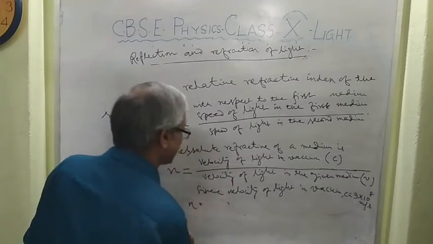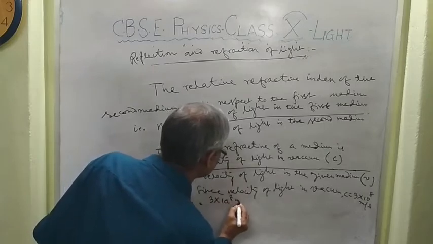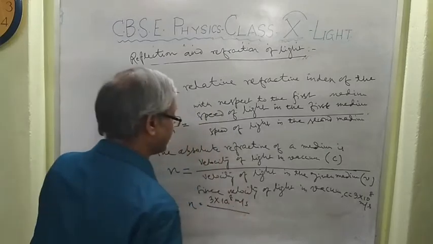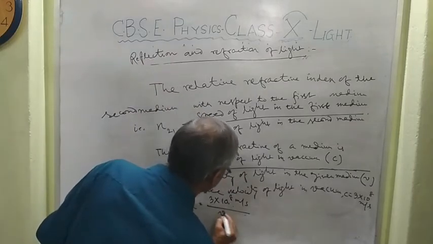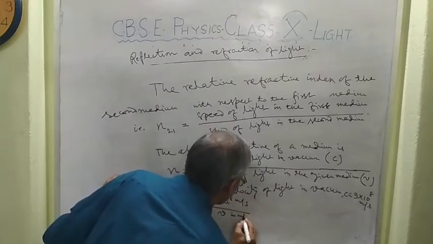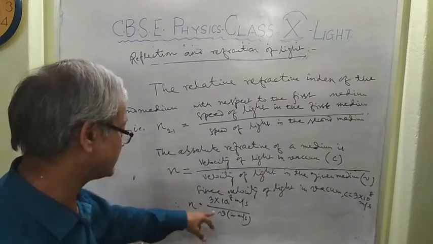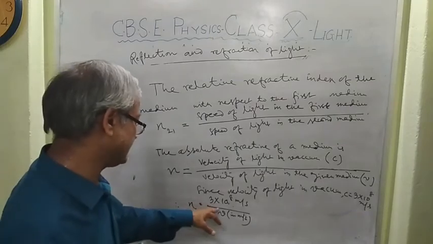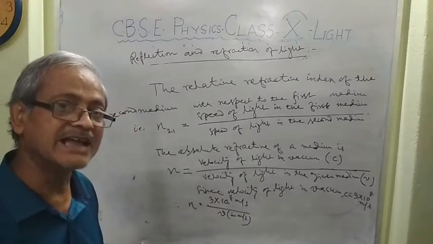Therefore, n equals 3 into 10 to the power of 8 meter per second divided by the velocity of light in the given medium, v, in meter per second. Hence, we have the refractive index as the ratio of the speed of light in vacuum to the velocity of light in the medium. It is 3 into 10 to the power 8 meter per second by v, where v is the velocity of light in that medium.